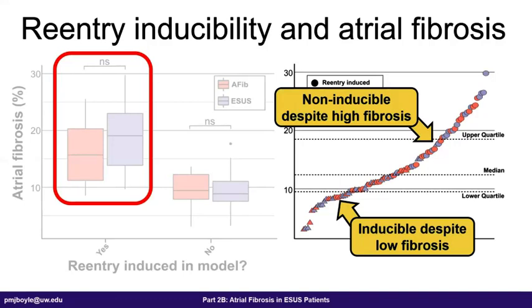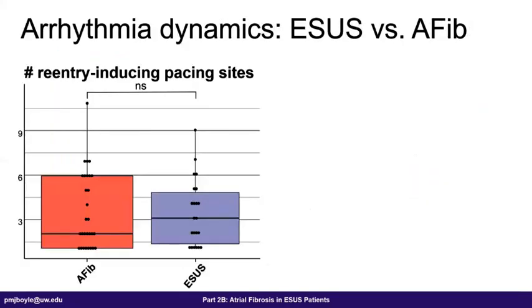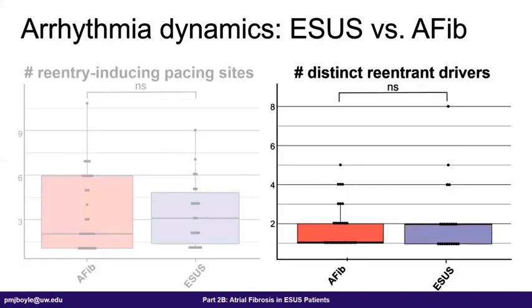And this is consistent with what we've seen previously, that there is shading and nuance in terms of what kind of fibrosis and the distribution of fibrosis matters in terms of having that special sauce, that recipe for initiation of reentry drivers. In terms of the arrhythmia dynamics, the number of pacing sites between ESUS and AFib for inducible models that actually induce a reentry, no difference. The number of distinct reentrant driver sites, so remember back to the original study that I was showing you, with phase singularities dancing, no difference.